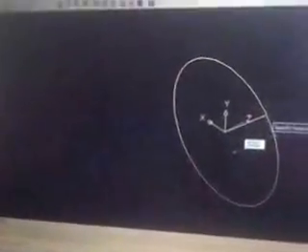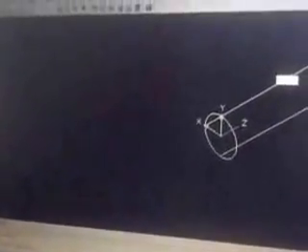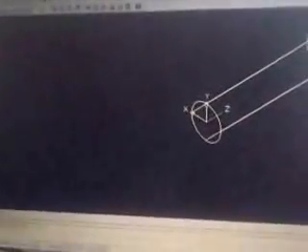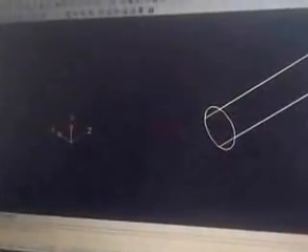I choose a diameter of 2. Enter. I want it to have a distance of about 15. That is it. At this point in time, I want to move my UCS to this point.